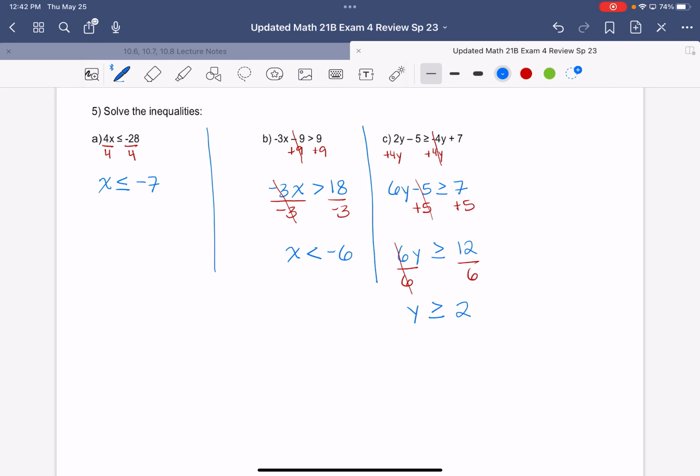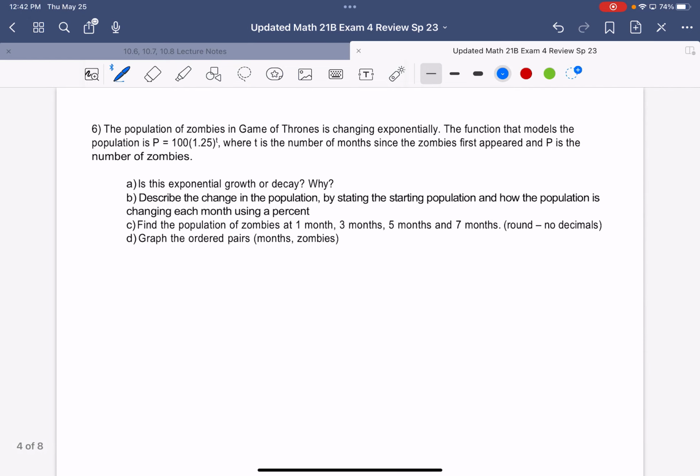All right, I think we have time for one more. Let's do one more. Number 6. The population of zombies in the Game of Thrones is changing exponentially. The function that models the population is P equals 100 times 1.25 to the power of T, where T is the number of months since the zombies first appeared, and P is the number of zombies. Part A. Is this exponential growth or decay, and why?